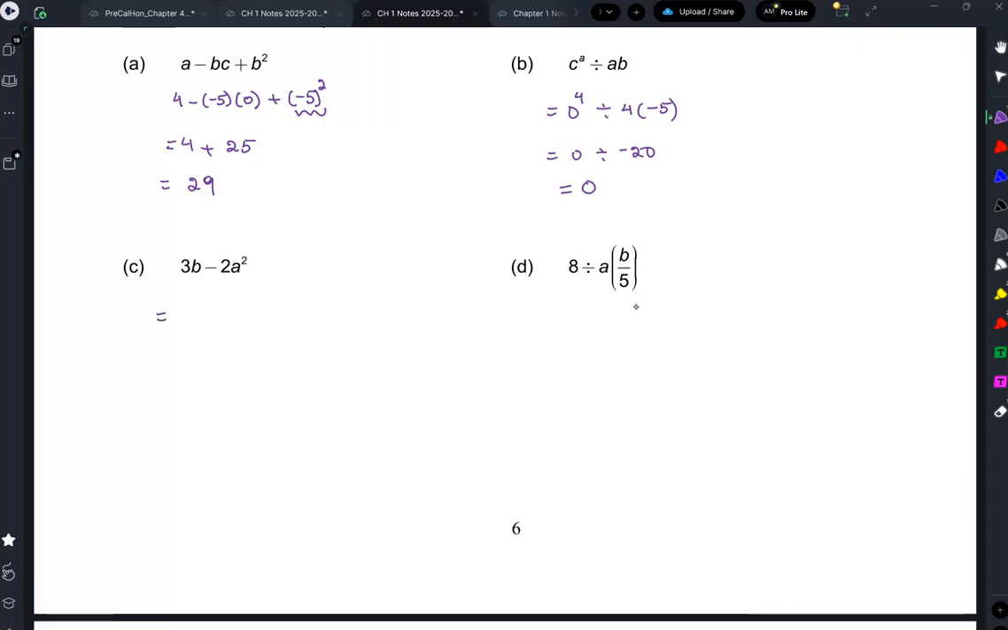Okay, now 3 times B. B in parentheses. Okay? Minus 2A squared. Negative 15 minus 2 times 16. Negative 15 minus 32. Negative 47.